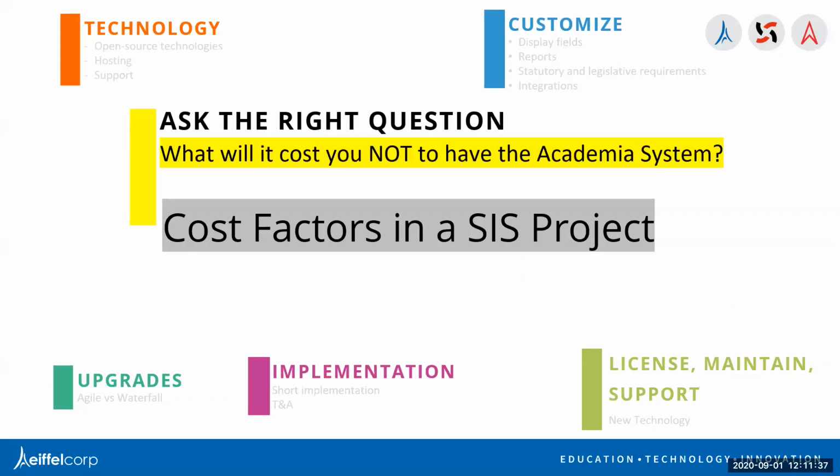So if you look at these different factors, technology, the customization, upgrades, implementation, licensing and maintenance, that makes it efficient and effective because the two is embedded, but more cost efficient in using the student system of academia. The right question to ask here is not what will it cost you, but what will it cost you not to have the academia system? And that is the message that I want to leave you with today.